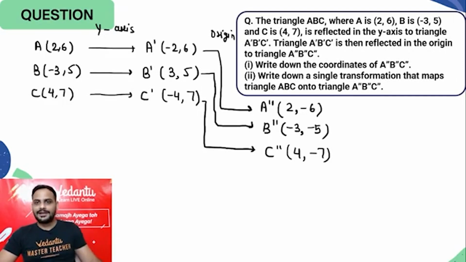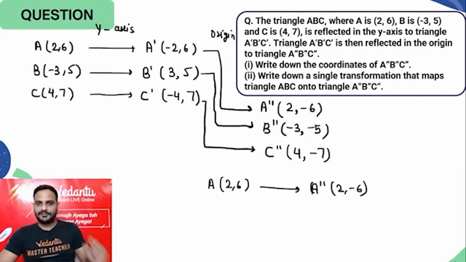Got it. Write a single transformation that maps triangle ABC onto triangle A double dash B double dash C double dash. What they are saying is, if I want to go from A to A double dash in a single transformation, I don't have to do this double reflection. So what is that single transformation which will give me this answer?